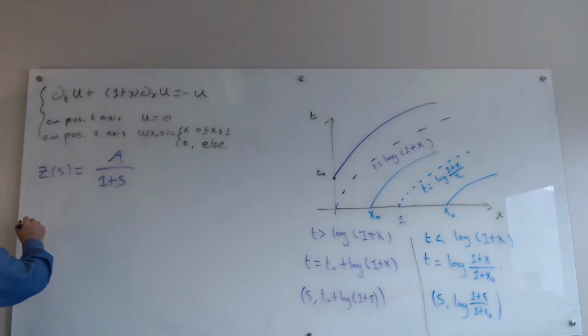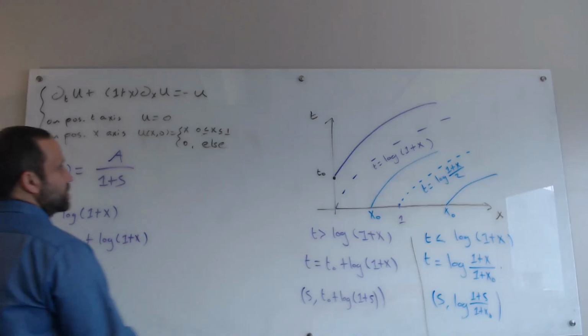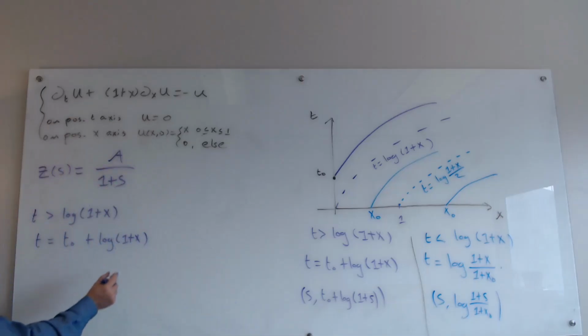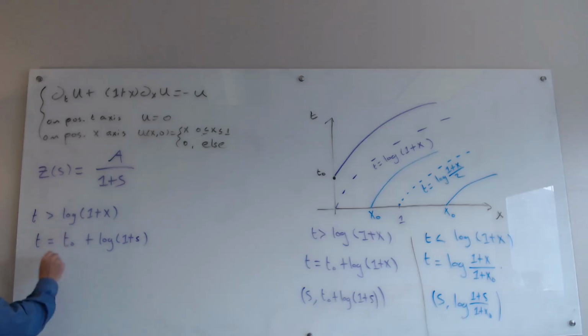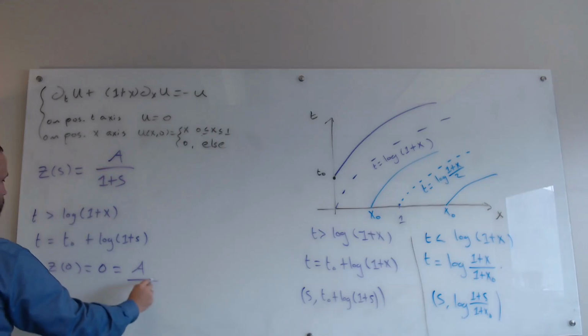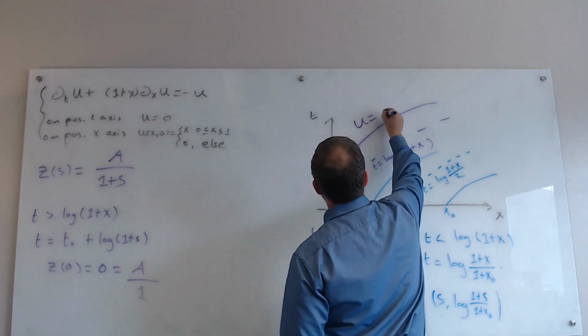Okay, so for t greater than log of 1 plus x, the characteristic curve is going to be on a curve of the form t naught plus log of 1 plus x. So a curve like this. And when x is equal to 0, or if we have the parameterized curve like this, when s is equal to 0, this is going to correspond to t naught. So z of 0 is going to correspond to u along the t-axis, which is just 0. Or if you look at this formula, this is a over 1. In other words, a is equal to 0. So what this is saying is, if t is greater than log of 1 plus x, u is equal to 0 here.